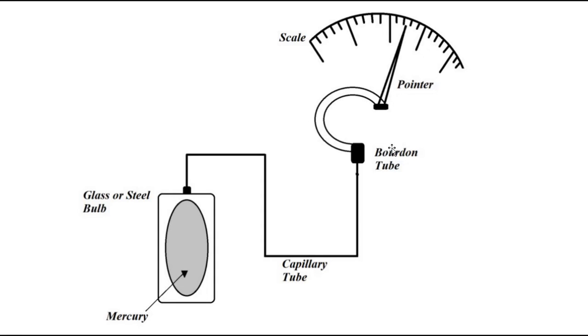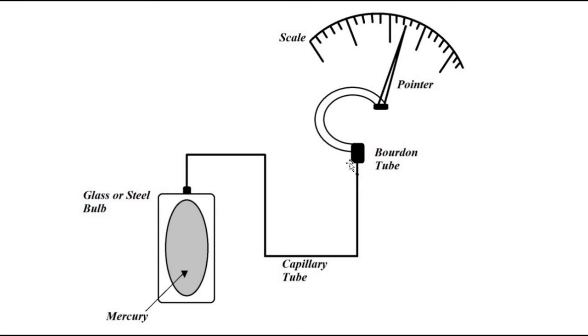Now, I've already discussed Bowden tube in a separate video. You can check the sensors and transducers playlist. There I've explained in detail the construction and working principle of Bowden tube. So here I will not go into that because it will unnecessarily drag this whole thing. Because of the expansion of the fluid, there is an increase in pressure which is passed on to the measuring end of the Bowden tube through the capillary tube. And as a result of this pressure generated by the expansion of mercury or whatever fluid it is, that leads to movement of this free end of the Bowden tube, and that causes movement of the pointer in the scale, which gives us a direct relationship between the temperature change and the movement of the pointer scale.